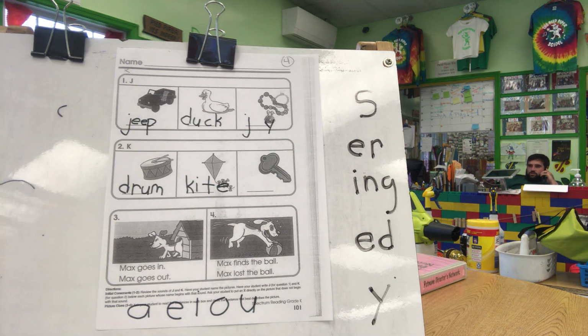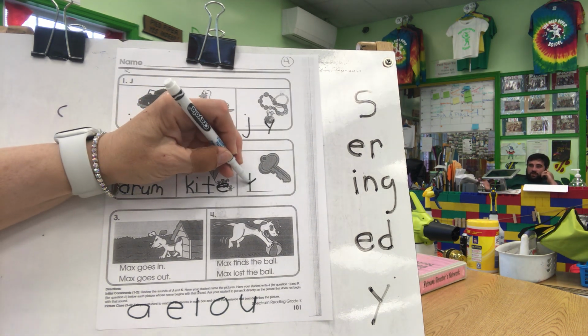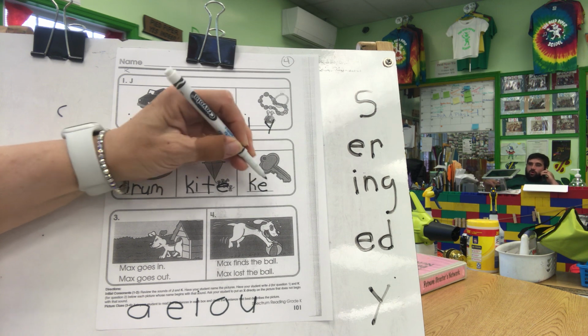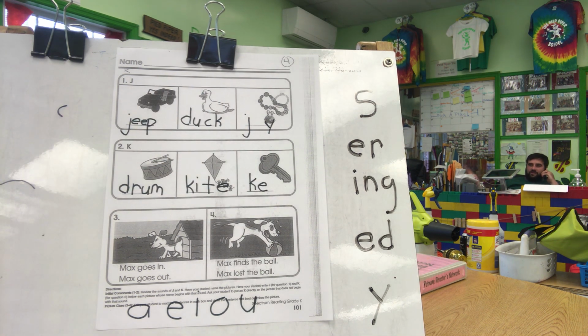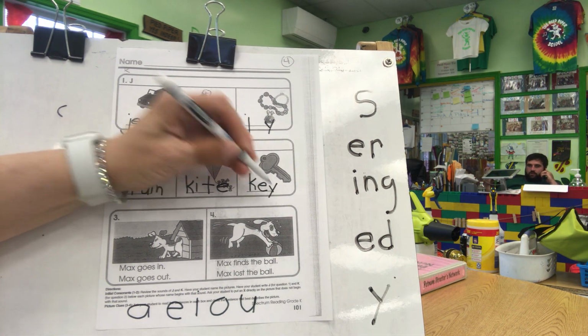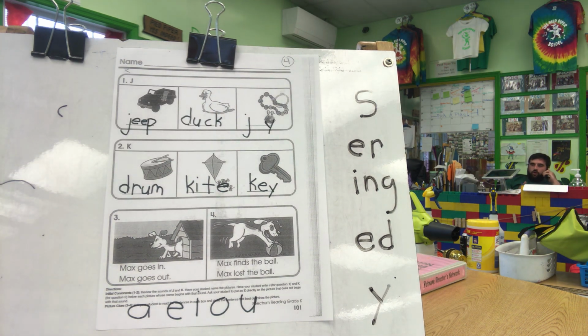Kite. And key. I hear the K and the long E. What's going to give that E its vowel power? Oh, that magic Y at the end. It could have been another E, like the word bee, but here it's a Y. Sometimes it's hard to know.